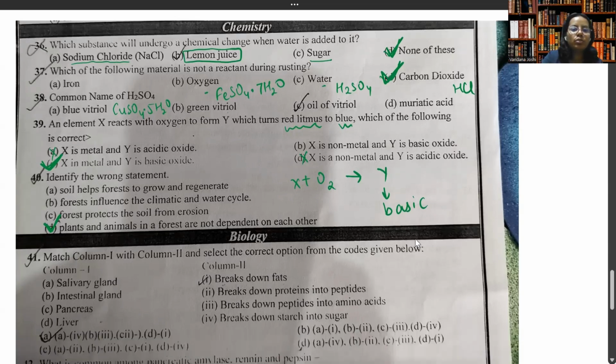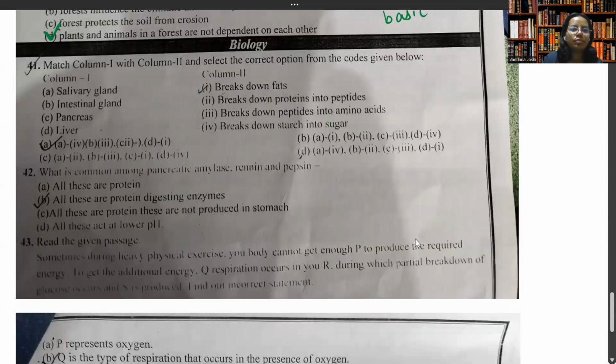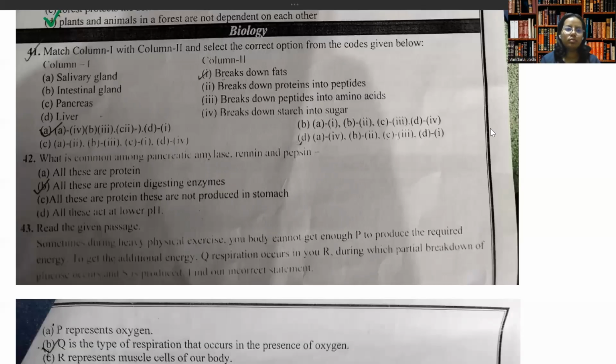Okay, moving on to biology. Okay, so the first question is we have to match the columns. The first is salivary gland. We already know saliva helps to break down starch into sugar. So A would be matched with fourth. Let's look at the options. So C is eliminated, B is eliminated.